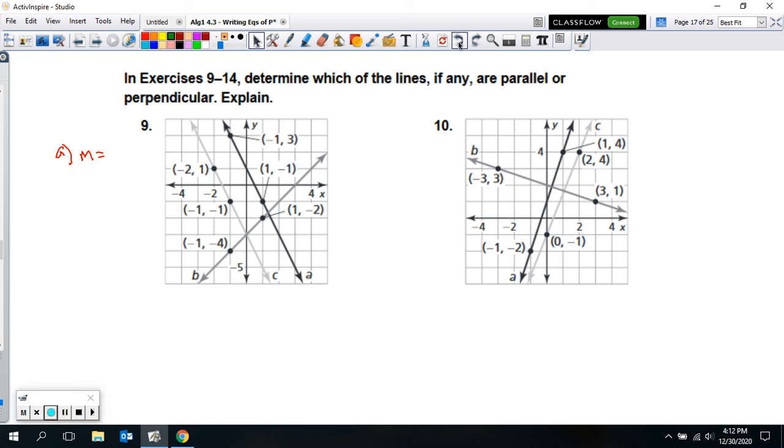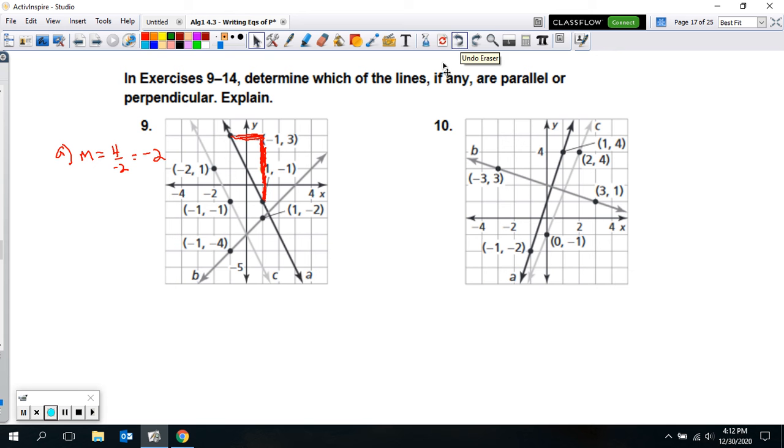So letter A. So A is the dark one right here. So our rise on this one is 4 units. So it's going to go up 4, and then it's going to run to the left 2. It's a -2 units that way. So that gives us a -2 for the slope for line A.